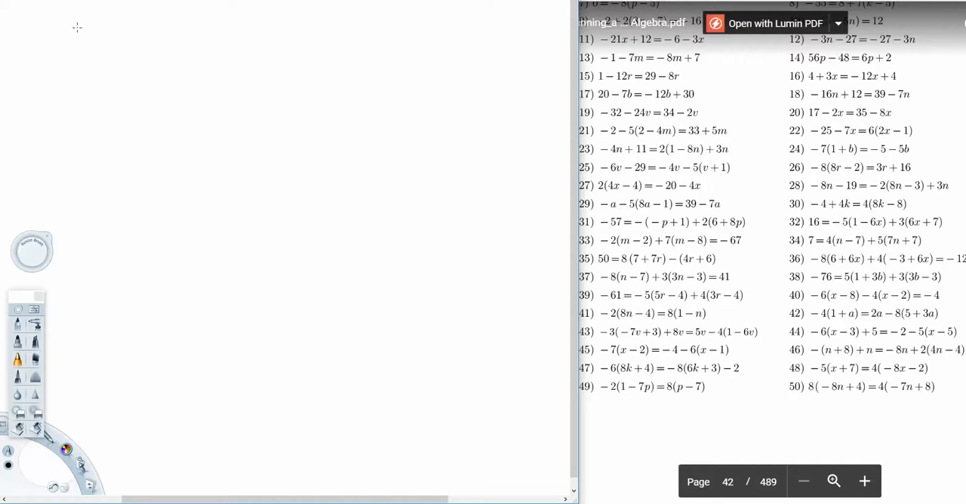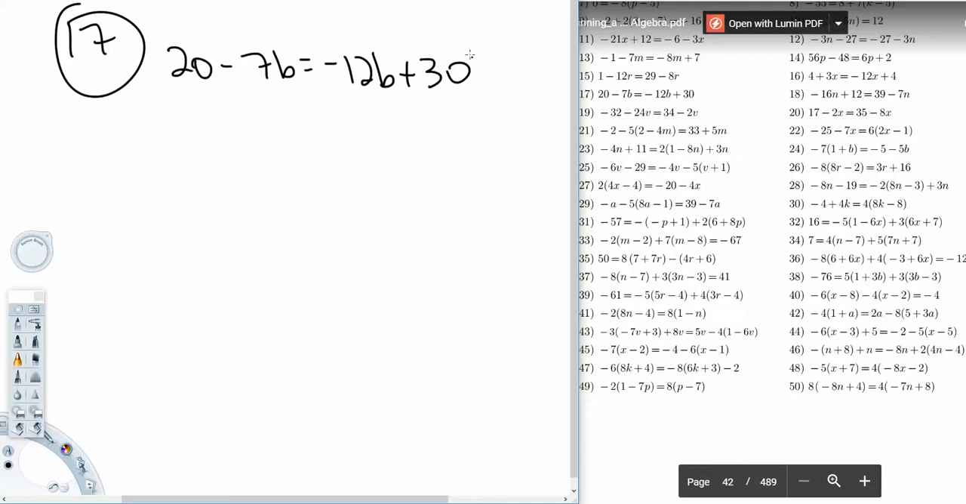They're not evident, those ones. Number 17: 20 minus 7b equals minus 12b plus 30. Okie dokie. Let's take a look at this. So I want to get rid of this bugger right here. I'll put him over here, and I'll get rid of this bugger, and I'll put him over here.